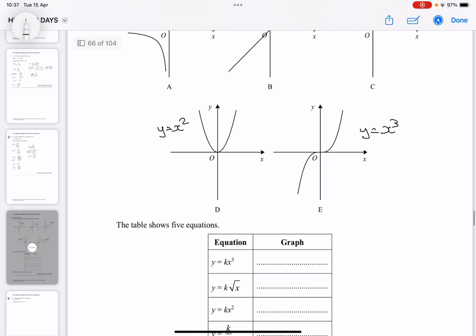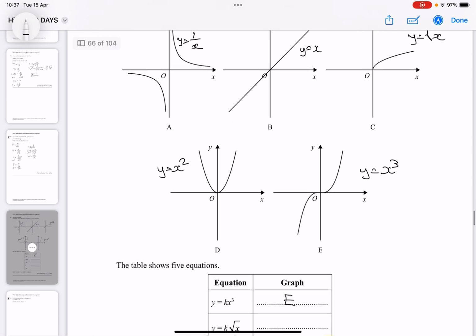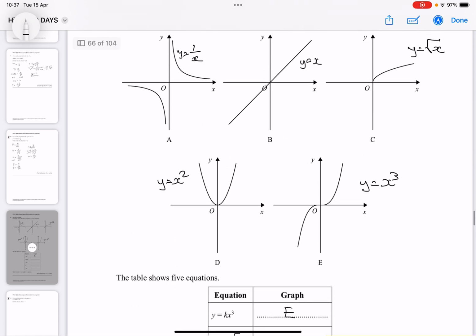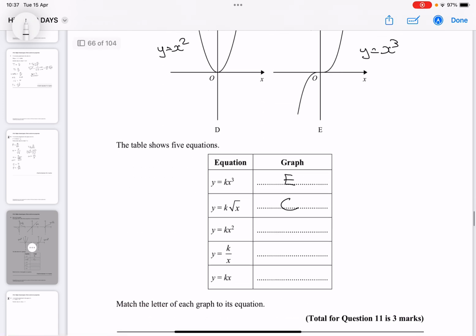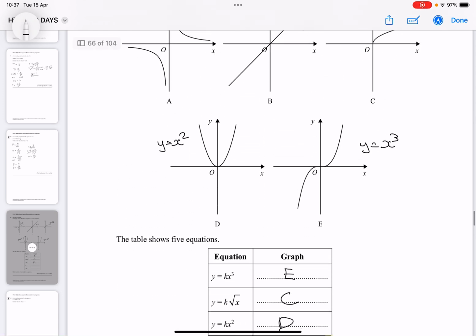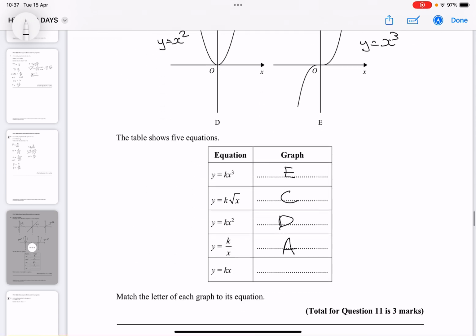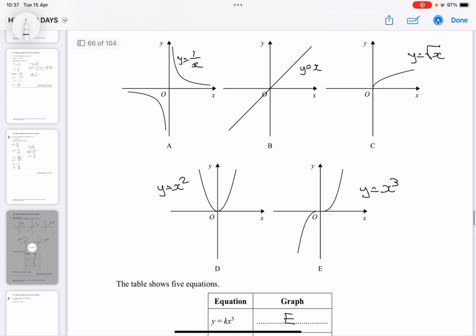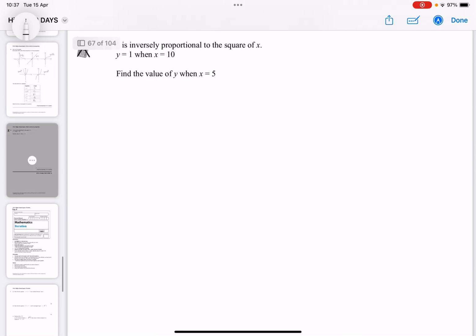So k times x cubed, that is e. Square root of x is c. The one with the squared is d. Divide by x is a. And times by x, just x on its own, is b. Okay. Quite easy that. Last question.